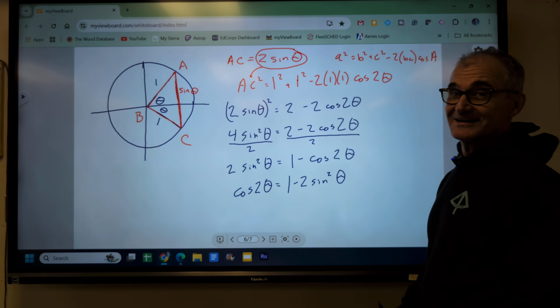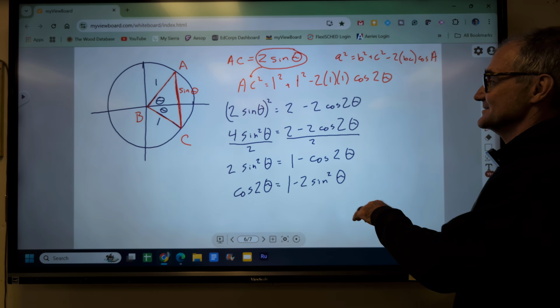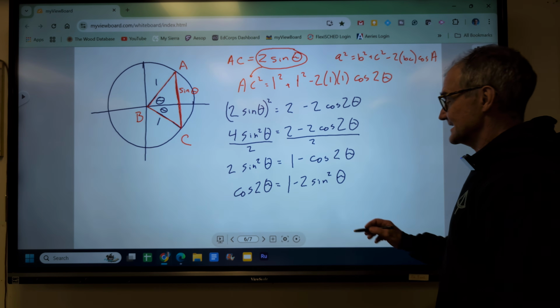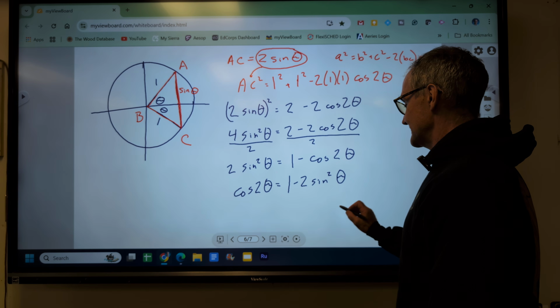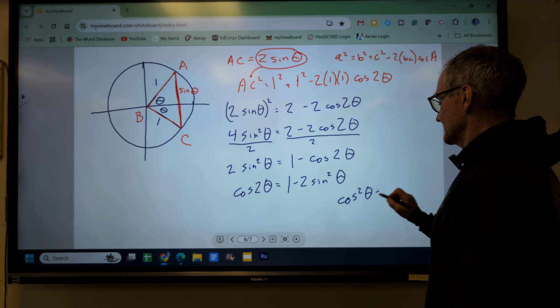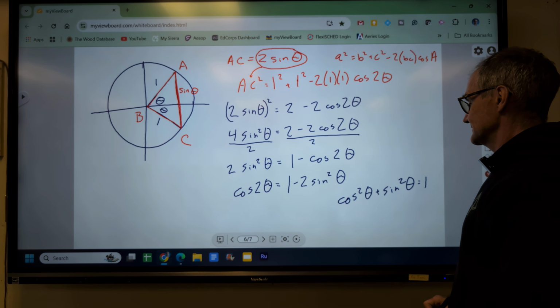Everybody good to go there? It's a lot. So there's the derivation of the first double angle identity. Now with all that said, let me write up my Pythagorean identity here. Cosine squared of theta plus sine squared of theta is equal to 1.